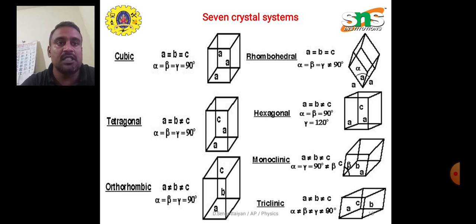So these are all the 7 systems available in crystalline materials.